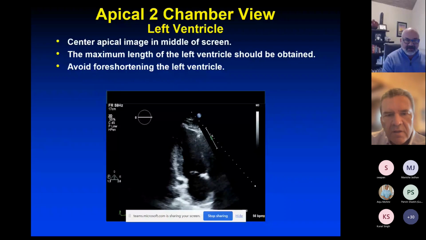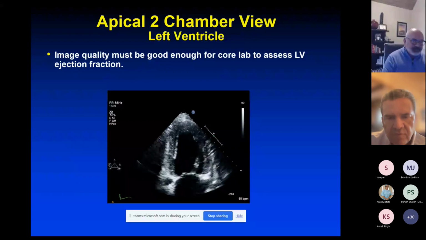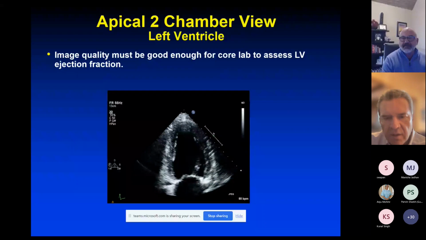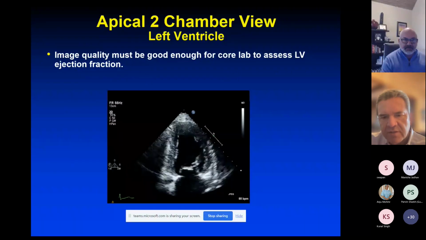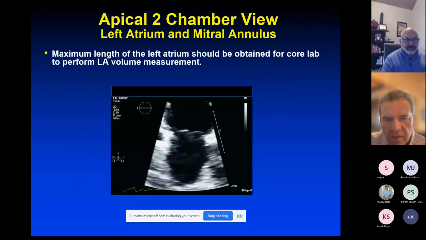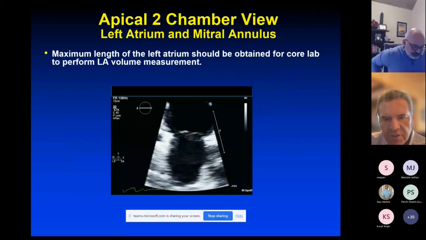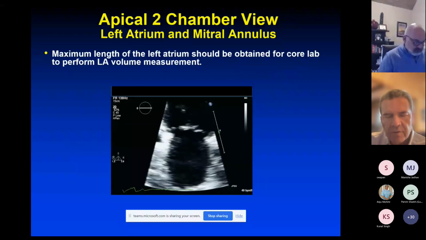It's also important that this be a high quality view, as is important for the 4-chamber view. This will be another data point in our assessment of left ventricular ejection fraction. And by good quality, meaning just good endocardial definition, and hopefully without lung or other artifact obscuring the image.